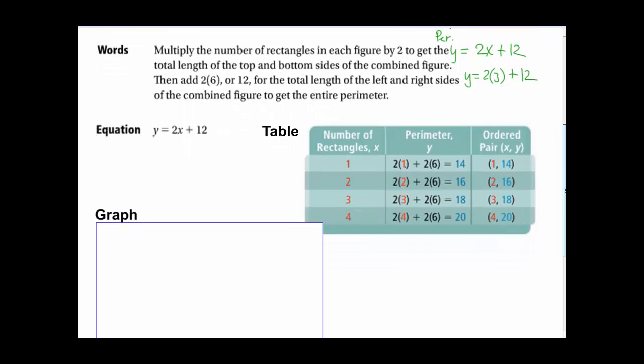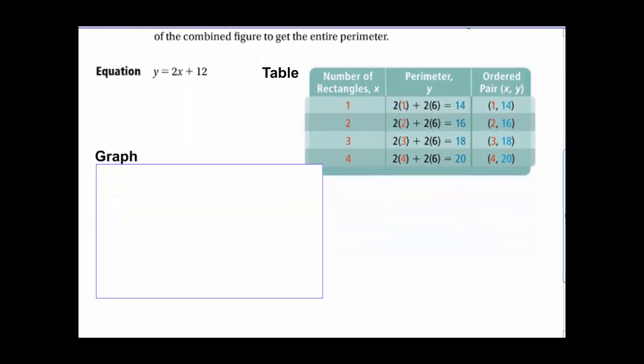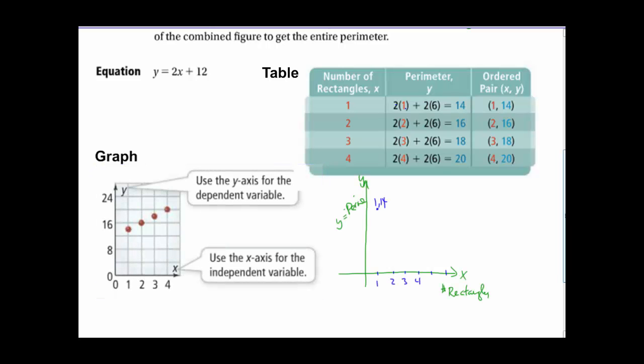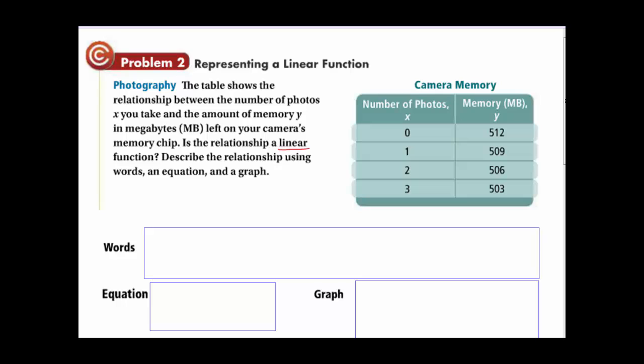If we needed to graph the relationship between the number of rectangles and perimeter, we would have this graph here, where the y-axis is what we call the dependent variable, and we also have the x, which is the independent variable. So y depends on having the x. If you notice, these are all in a nice straight line, so this is a linear model, or represents a linear function.